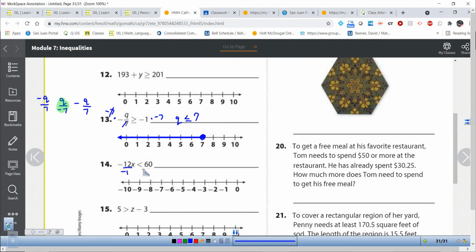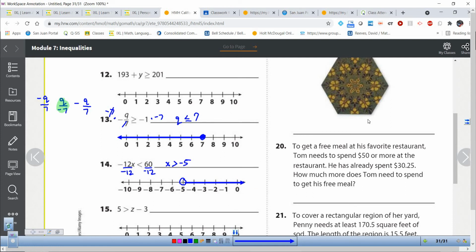One more here, again: negative 12 times x is 60. The inverse of multiplying by a negative is dividing by a negative. Since I divided by a negative, I'm going to reverse the inequality sign. And 60 divided by negative 12 is negative 5. Again, reverse the inequality sign when you multiply or divide by a negative, not when you add or subtract, or if you multiply or divide by a positive. So greater than negative 5. There's my open circle on negative 5, and my arrow goes to the right.